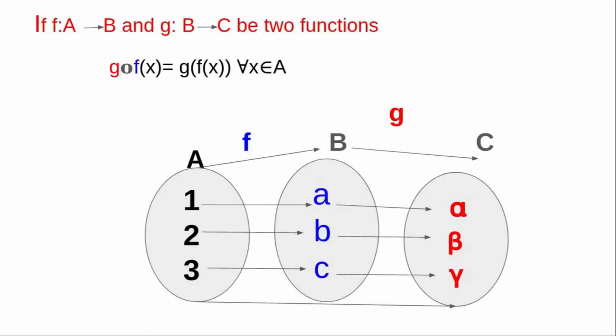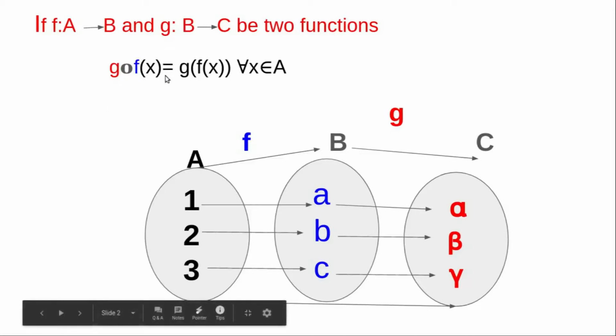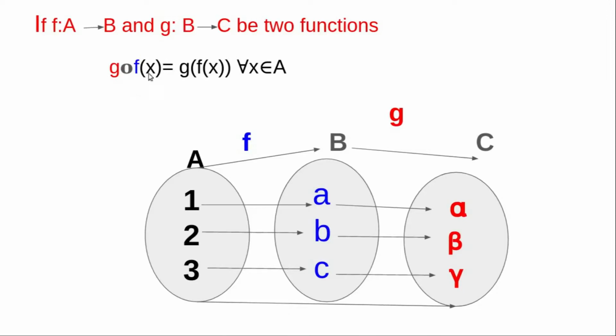If f from A to B and g from B to C are two functions, then g composition f is equal to g of f of x for all x element of A. For my convenience, I am reading g composition f as g dot f. That is, g dot f of x equal to g of f of x.